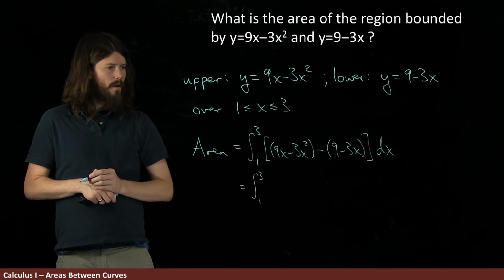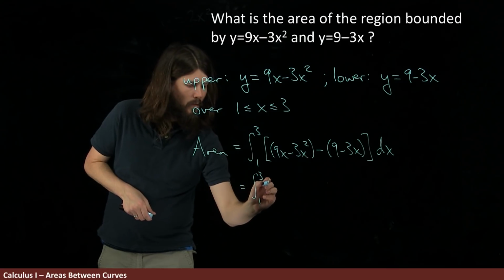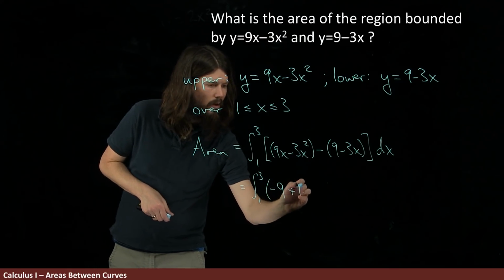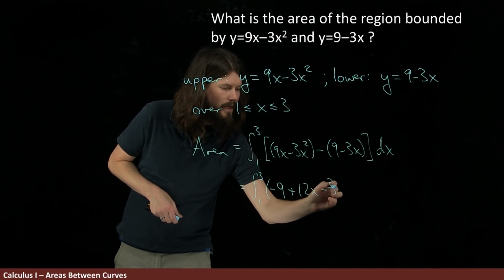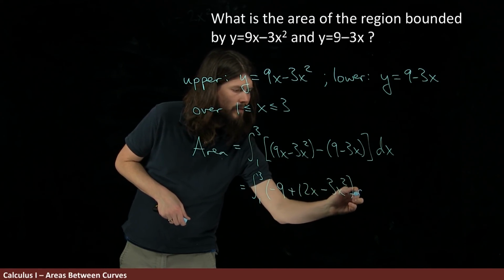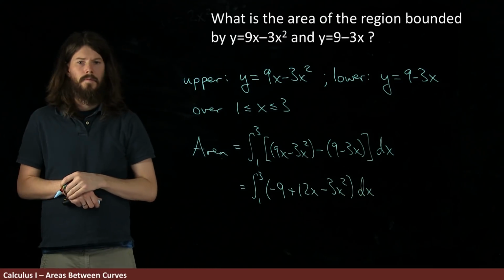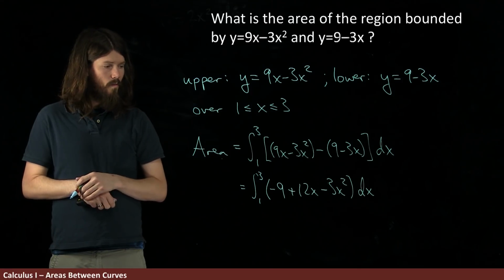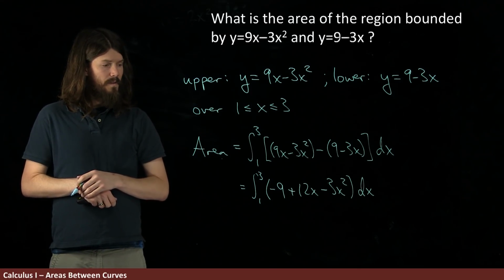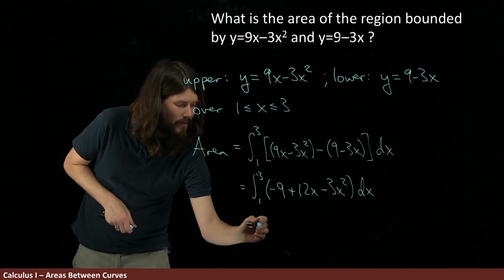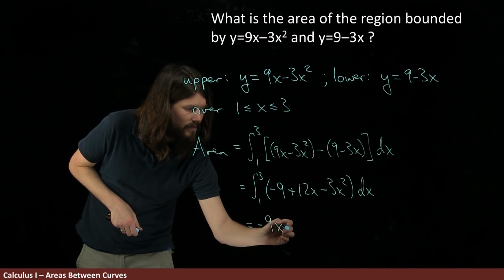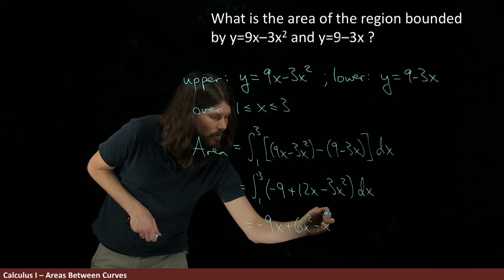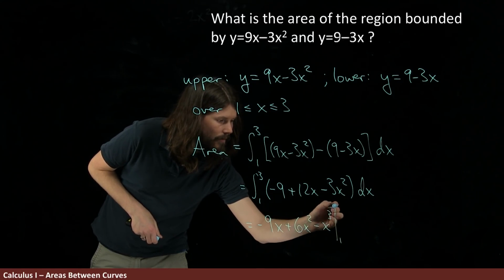So putting everything together, we have negative 9 plus 12x minus 3x squared. And from there, it's a matter of using the properties we know. We can use the power rule multiple times, and we've got negative 9x plus 6x squared minus x cubed from 1 to 3.